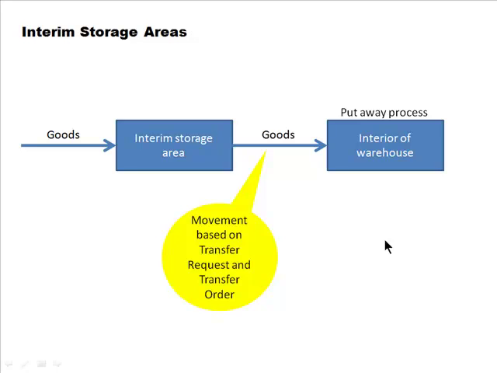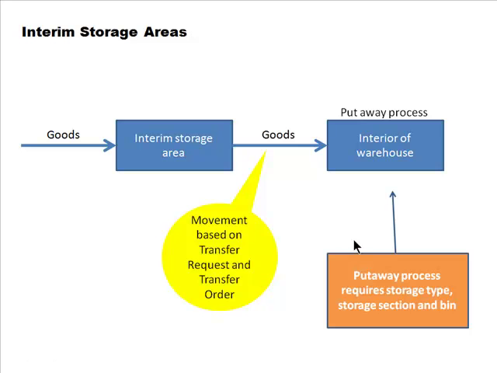And as we've already seen, the movement is based on a transfer requirement and a transfer order. Not request, it should be requirement. As we've already seen, that's the organization of the warehouse: storage type, storage section, and bin.